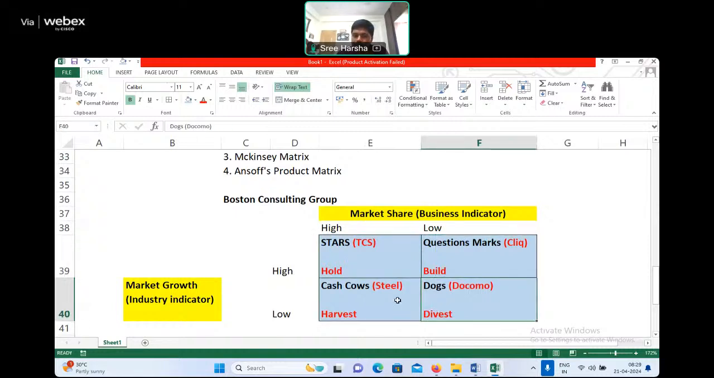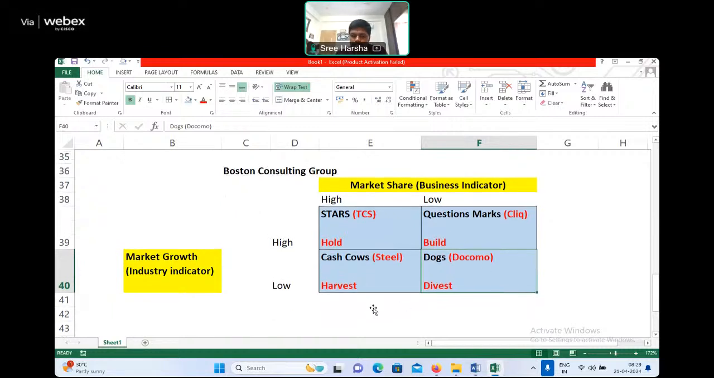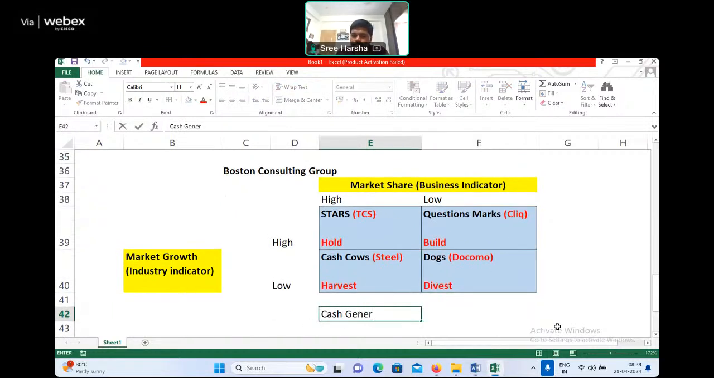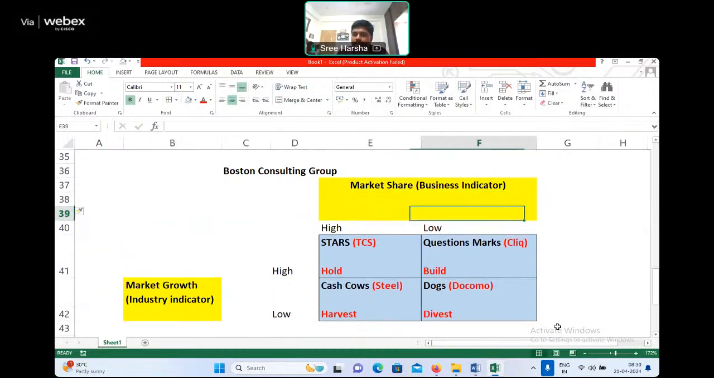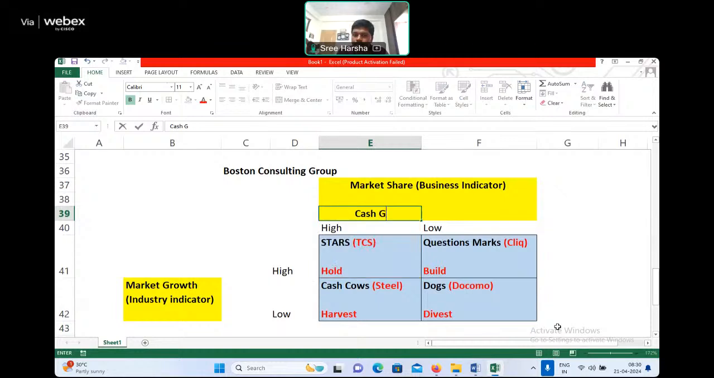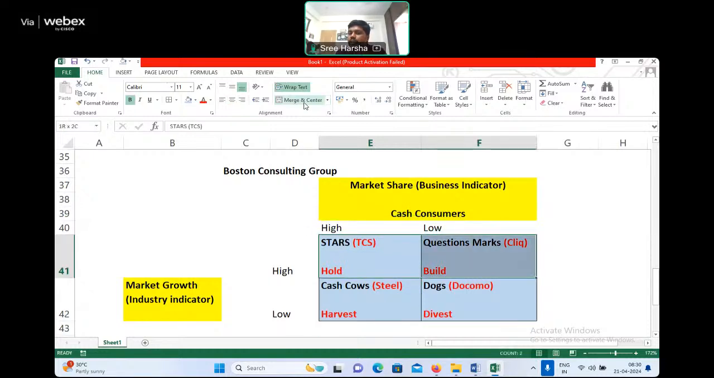So these are there, right? Cash cows and dogs, these are cash generators. Stars and question marks are there. These are cash consumers. How come? You need to invest more in these two businesses. So they are cash consumers.